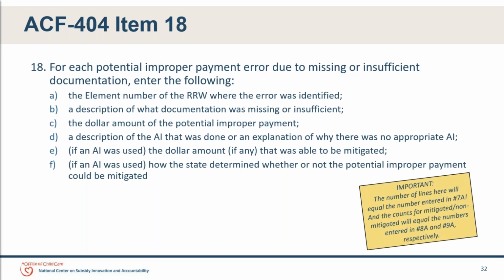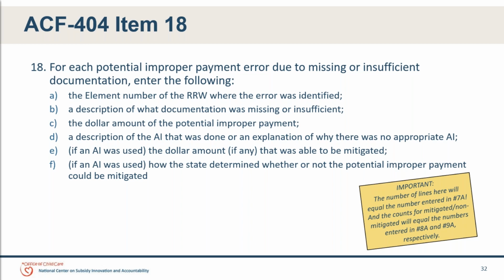In item 18, you'll provide some information about those potential improper payment errors that were due to MID, missing or insufficient documentation. You must provide these data points for all of the potential improper payment errors that were due to MID, regardless of whether an additional inquiry was used and regardless of whether the error was mitigated. So there is a lot going on in this item, but the good news is that everything can be easily pulled from your MID tables. And I will show you on the next slide.